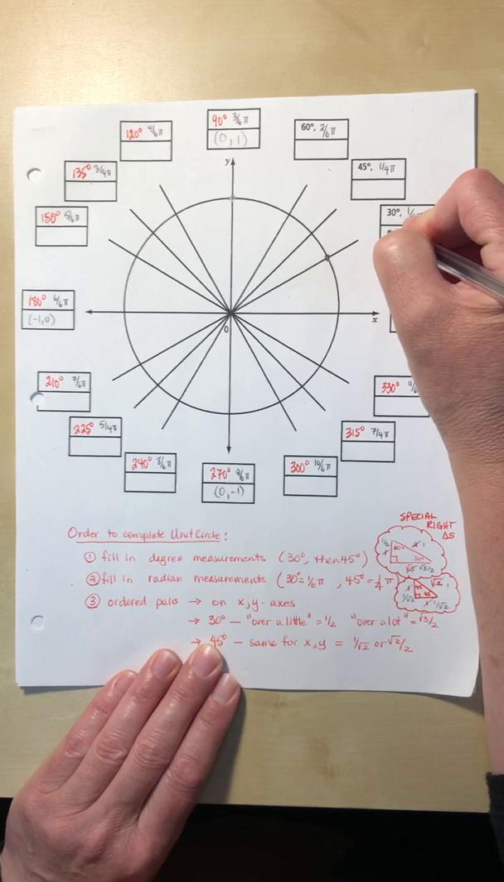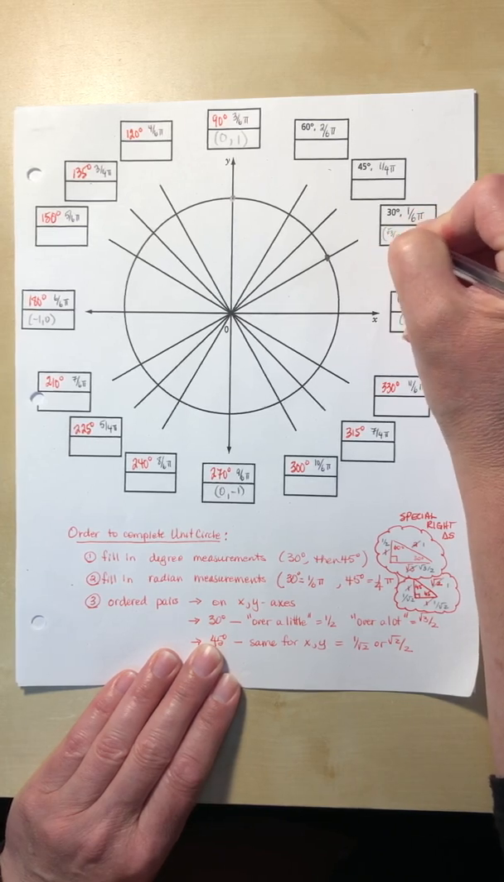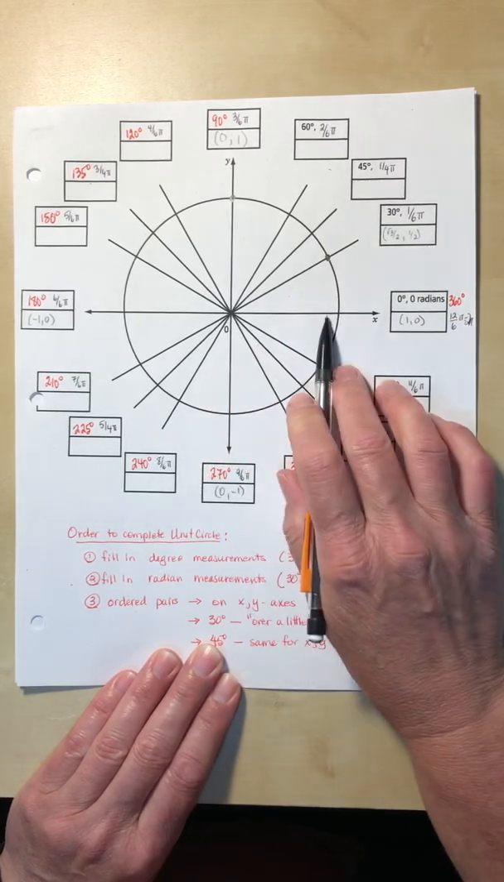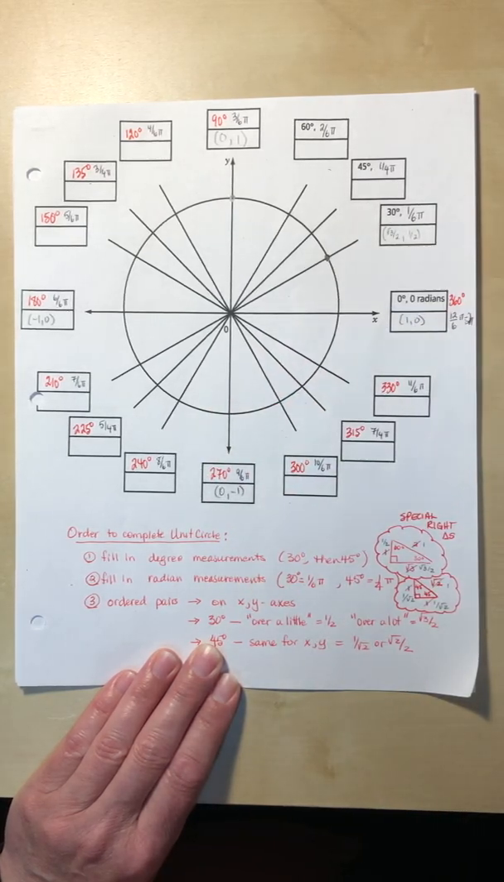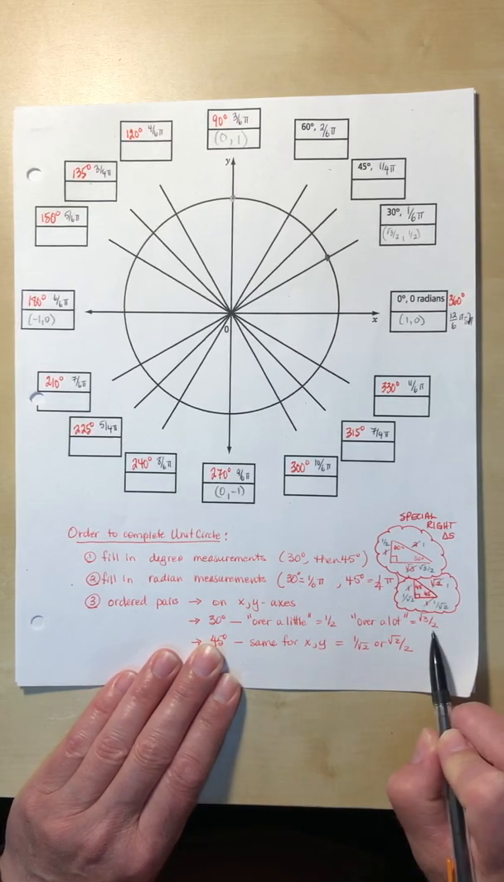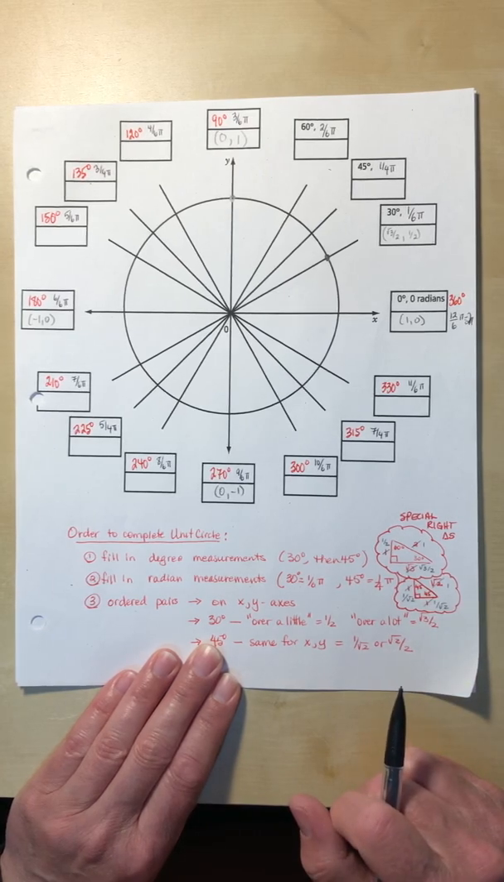So then I know that my ordered pair is root 3 over 2 for the over a lot and 1/2 for up a little. All 30-degree measurements are those two values, 1/2 and root 3 over 2. We just have to decide which one comes first, which one comes second, and are they positive or negative.